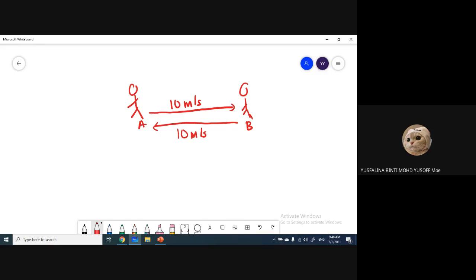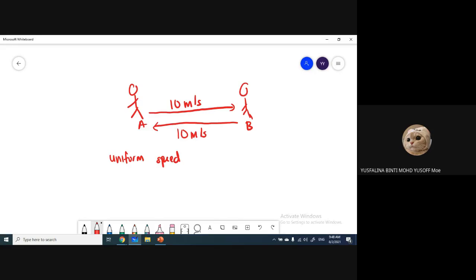So the first one, is it uniform speed? Yes, it's a uniform speed because the magnitude is not changed. You can see he runs with the same speed, right? 10 meters per second, and then when he turns back, it's still 10 meters per second. Even though the direction is changed, the magnitude is not changing. The magnitude means the value here, still 10 meters per second, right? So the magnitude is not changing. So this one we call a uniform speed, if you consider only the magnitude.